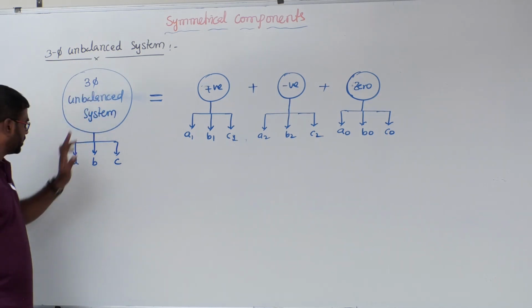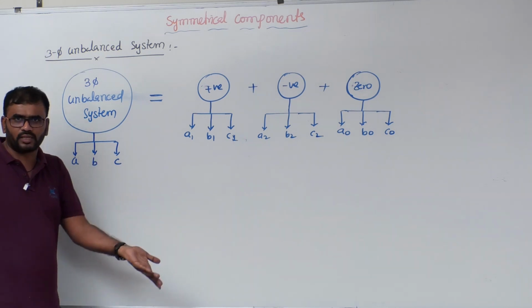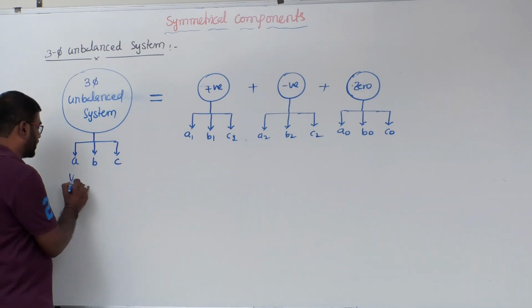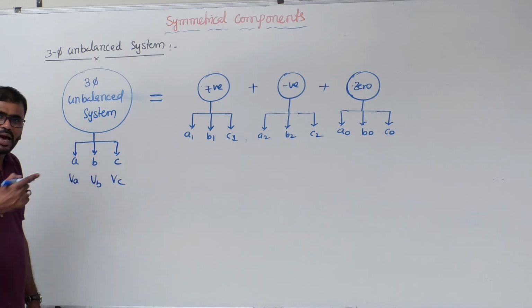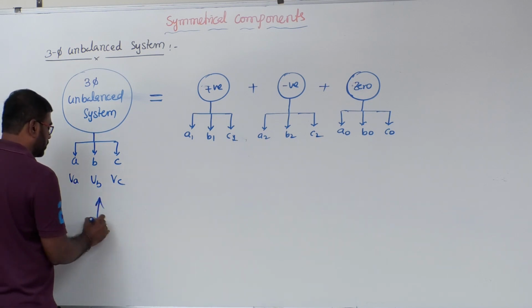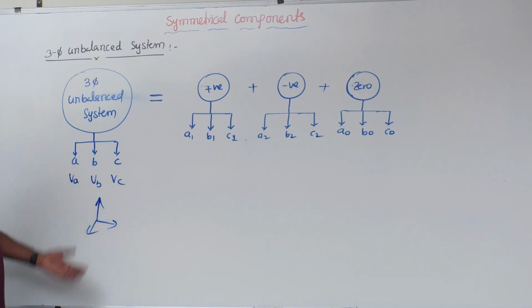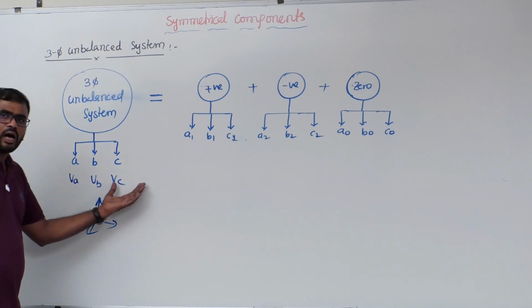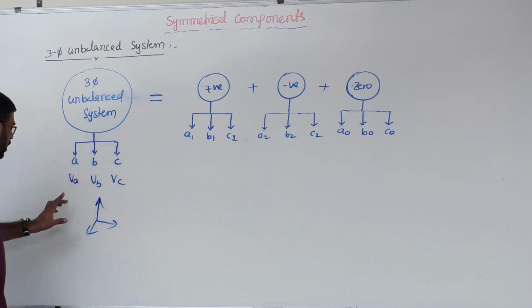Since it is a three-phase system, we have three phasors A, B, C. You may say they are voltage phasors or current phasors, nothing wrong. For example, let us say VA, VB, VC. But are VA, VB, VC balanced phasors or unbalanced phasors? Unbalanced phasors, something like this. Clear? Tell me, this is balanced or unbalanced? Yes, unbalanced. Something like this we have, an unbalanced system.